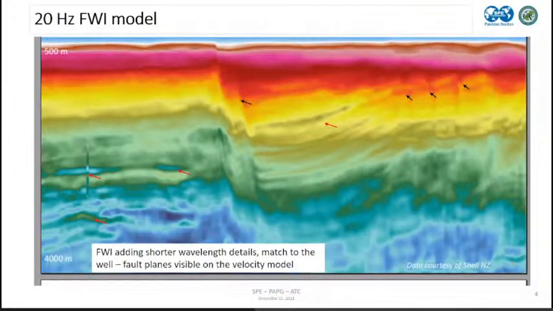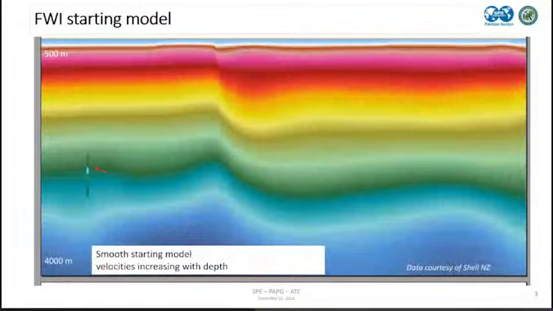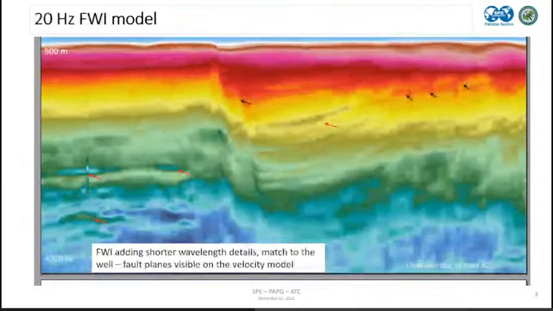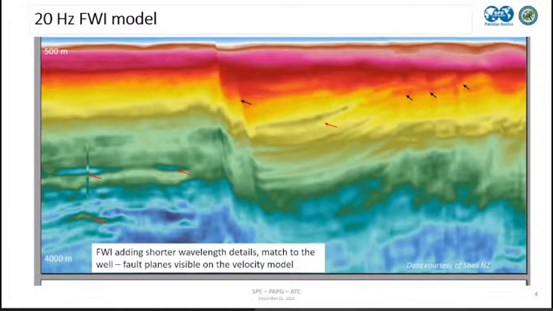So I'm just going to toggle a couple of times. Our starting model and the 12 hertz, 20 hertz full waveform inversion. And you can see with full waveform inversion, we've captured a lot of detail. We've picked up localized velocity anomalies. We've got a significant match to the well markers and the well velocities at the well location.